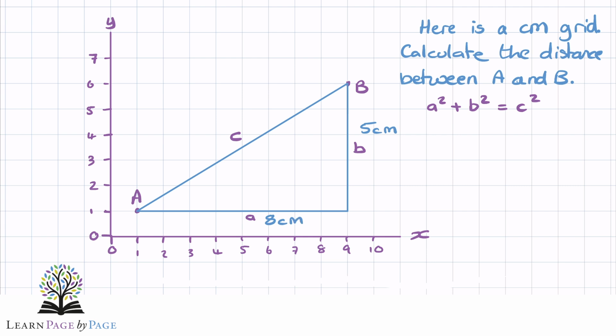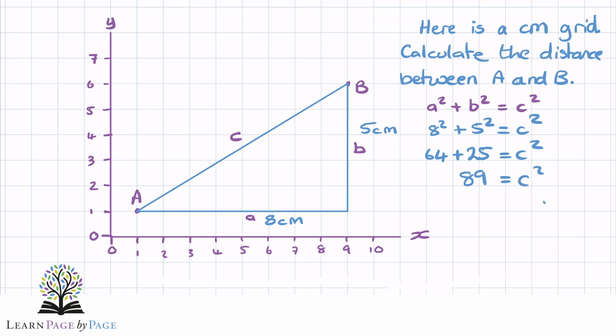Then we can just go ahead and replace the letters with the numbers that we have. So a is 8 squared plus 5 squared equals c squared. 8 squared is 64, 5 squared is 25, 89 equals c squared. Square root of both sides, square root of 89 is 9.4 equals c. Write it round the other way. Please your examiner. And that's your final answer.